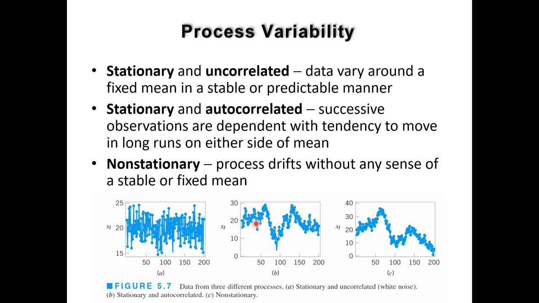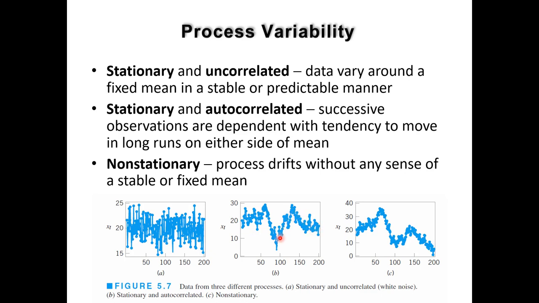Next is the condition whereby the variation is stationary, but it shows some autocorrelation. The presence of autocorrelation can be shown by successive observations which are dependent, with the tendency to move in long runs on either side of the mean. So you can see a persistent trend of points, which is due to the presence of autocorrelation.